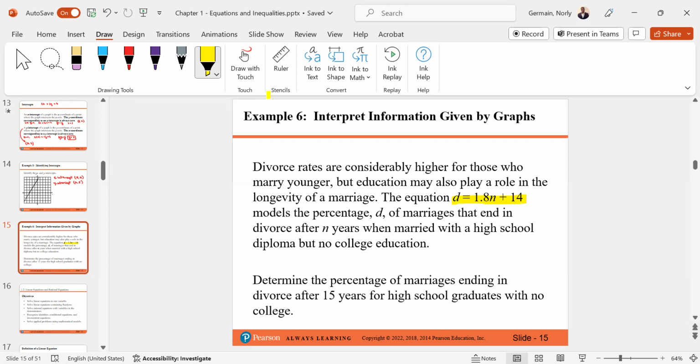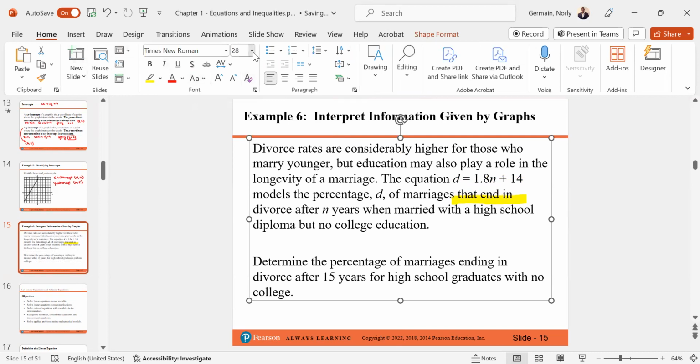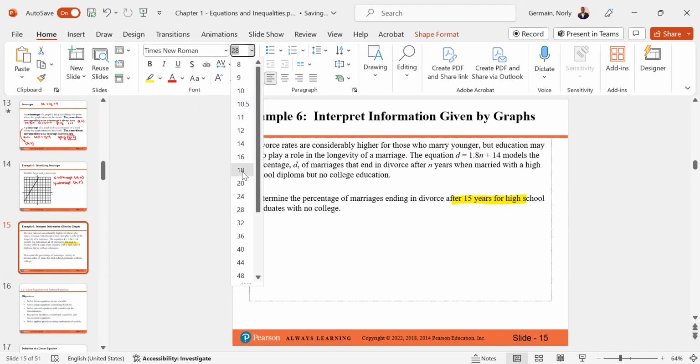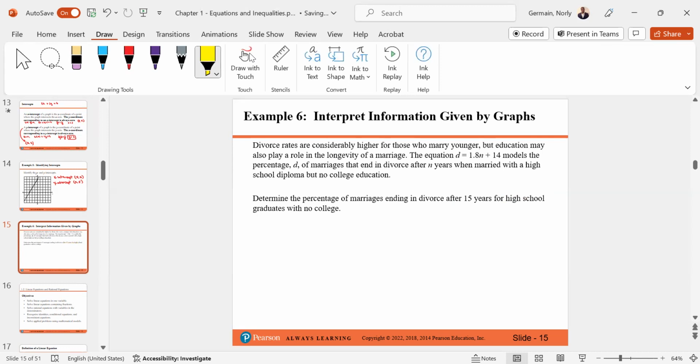All right. So for example, like this one, the first thing we're gonna do is identify what we have as a mathematical model. If it's okay with you, let's put it smaller. I'm going to consider this one like this, if you have no problem with that. So in this example, you see that we have an equation: D equals 1.8 times n plus 14.